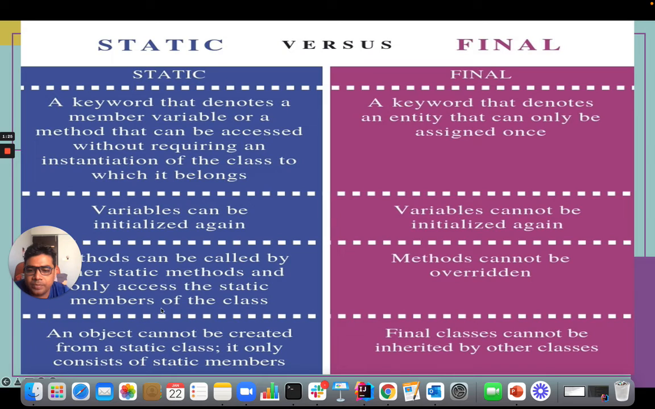And an object cannot be created from a static class. It only consists of static members. Final classes cannot be inherited by other classes.